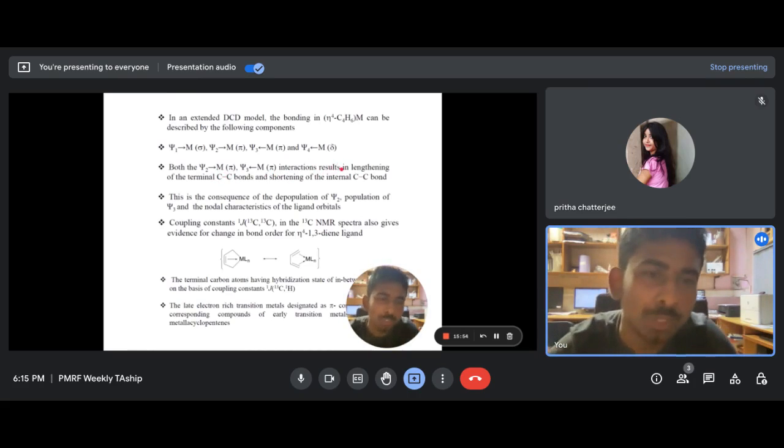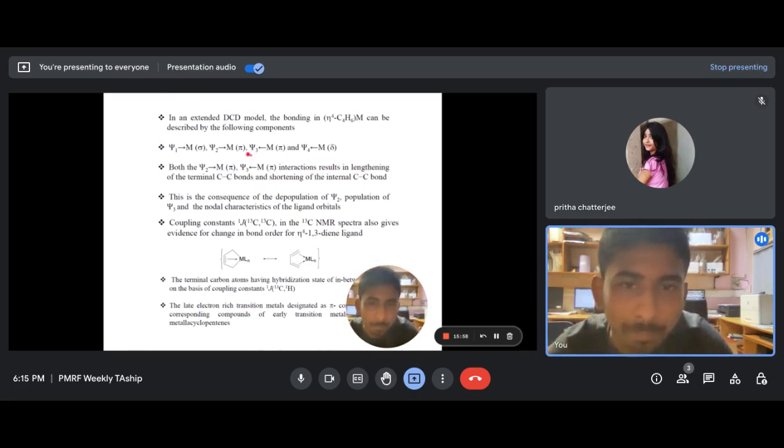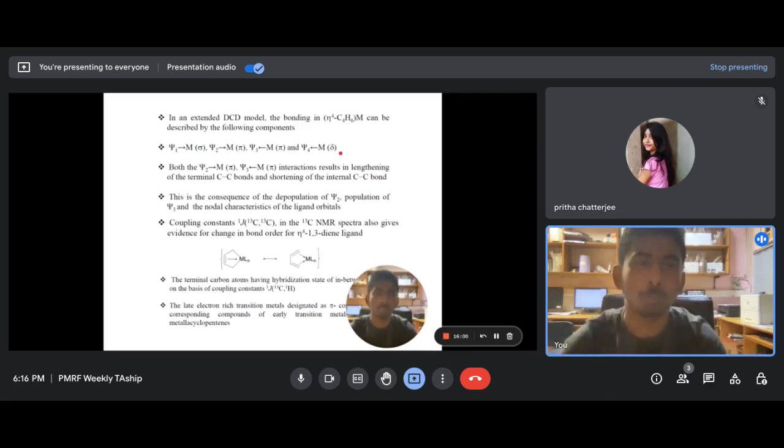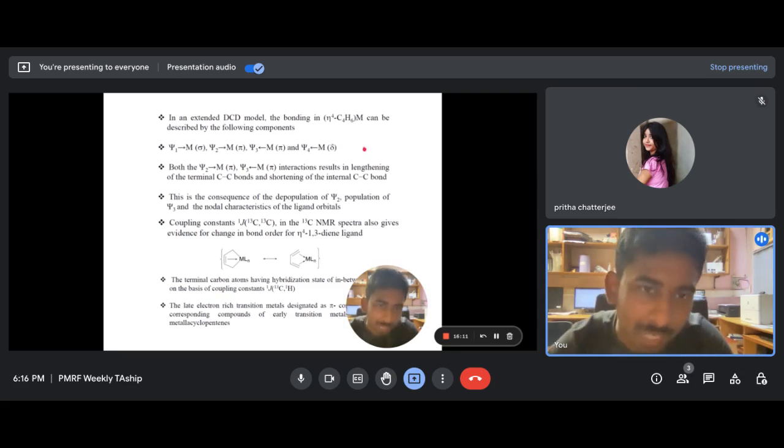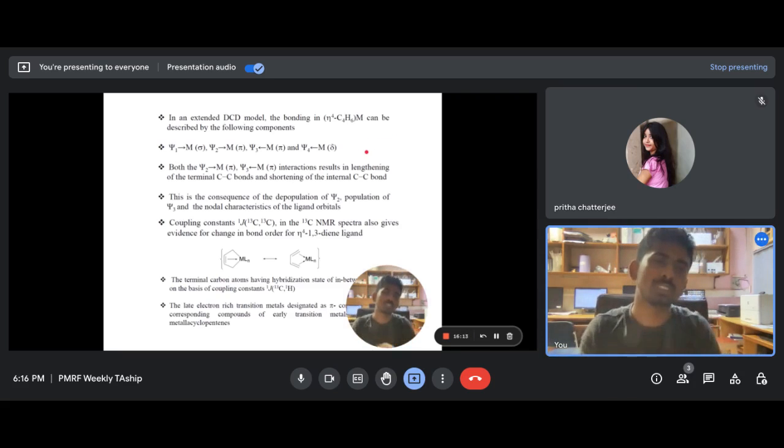So the bond orders will be effective in the lengthening of the terminal CC bonds, because the terminal CC bonds actually have these pi bonds. That pi bond donation will be happening. Since this is the system C-C-C-C, in the terminal positions there are two double bonds. So when this back donation or donation of electrons is happening, what will be the case? There will be lengthening in the terminal CC bond.